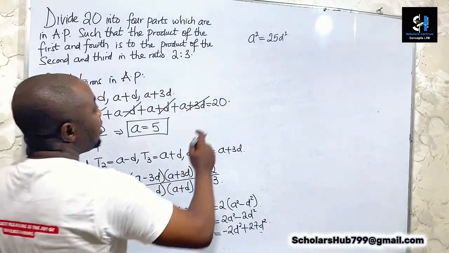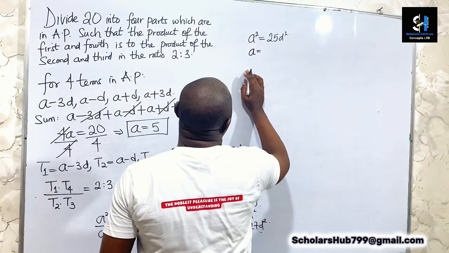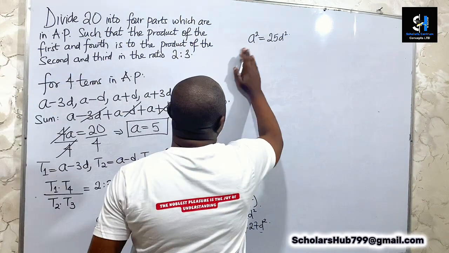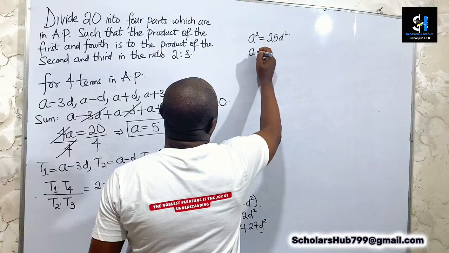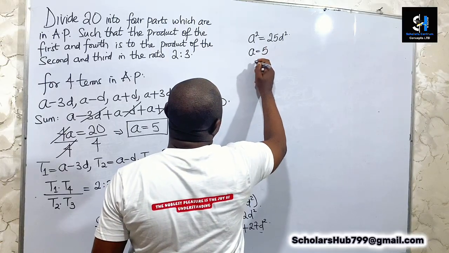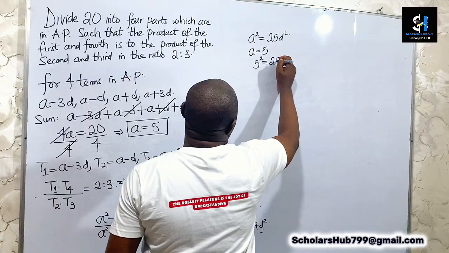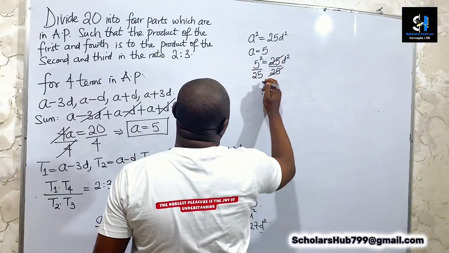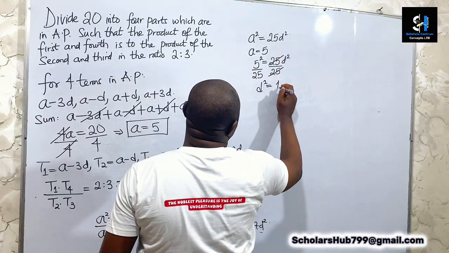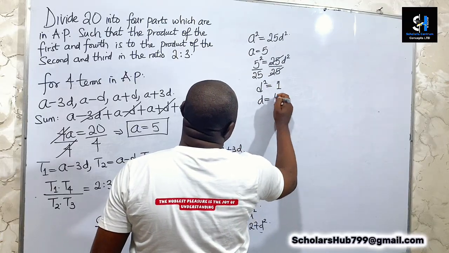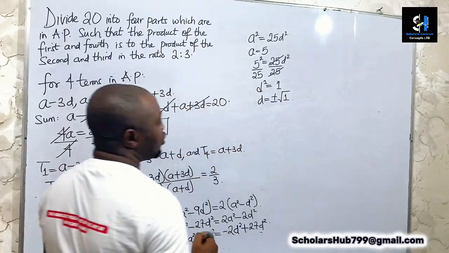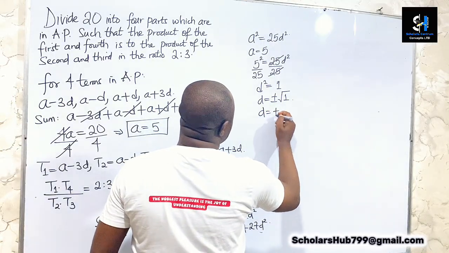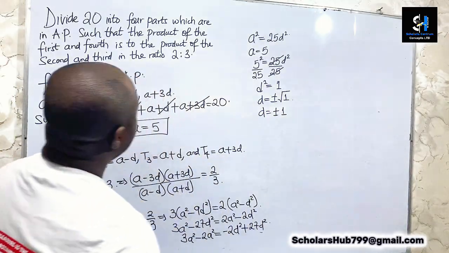So now we got a to be 5. We know that a equals 5, which means 5 squared equals 25d squared. Dividing both sides by 25, we have d squared equals 1. Then d will be equal to plus or minus the square root of 1, which is also plus or minus 1. So d equals plus or minus 1.